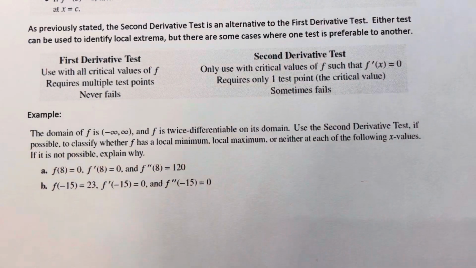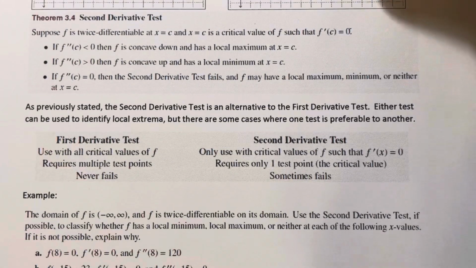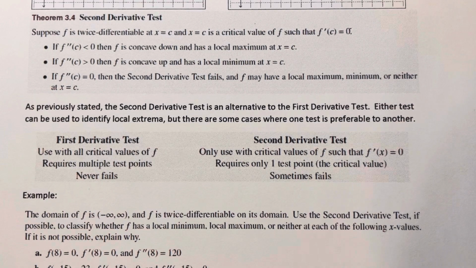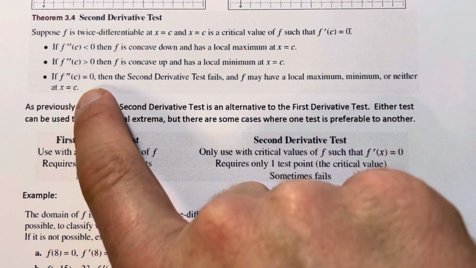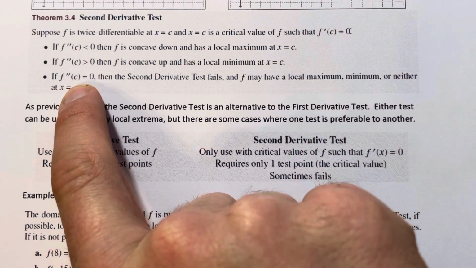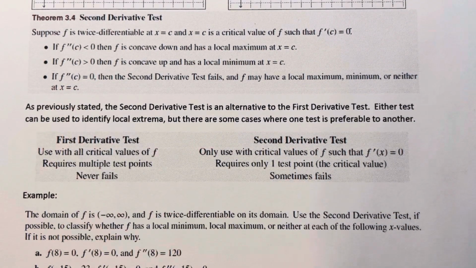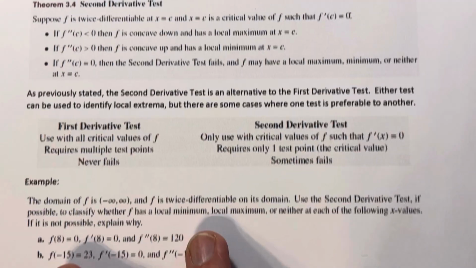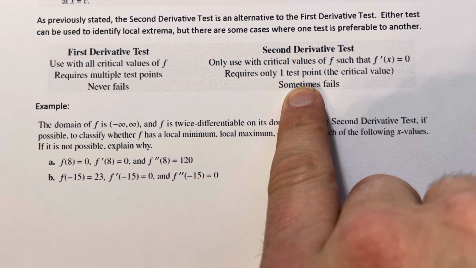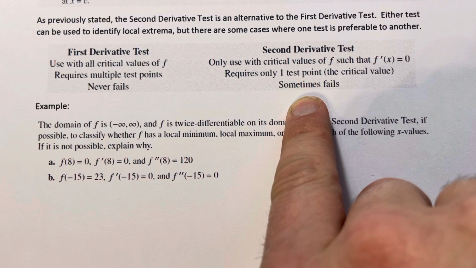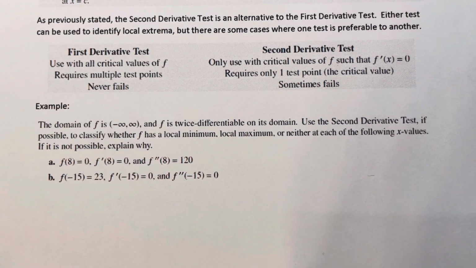The first derivative test will always work, regardless of what kind of critical value you're using. This won't happen because f prime of c equals 0 is where we get those critical values from in the first place. So the question arises, why would you ever use the second derivative test if it has the potential to fail where the first derivative test does not?